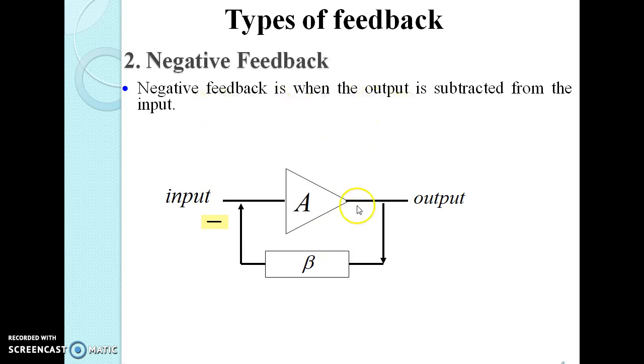Negative feedback. In a negative feedback, the output of the amplifier is fed back to the input through the feedback circuit. The input and the output of the feedback circuit are subtracted and given to the input of the amplifier.